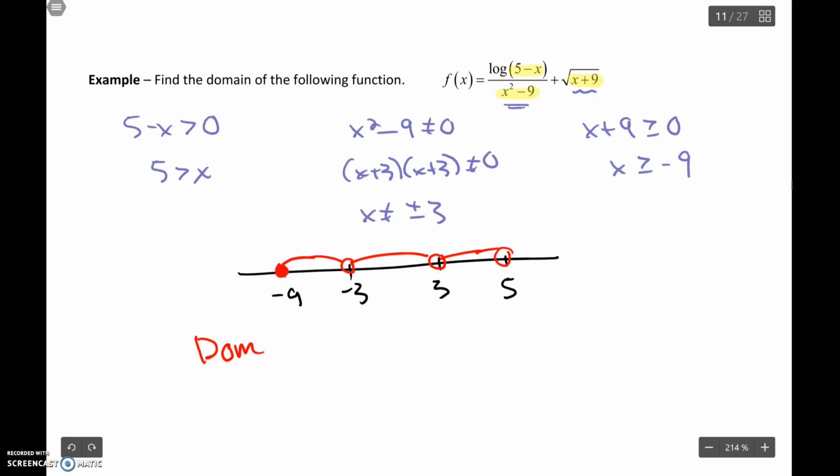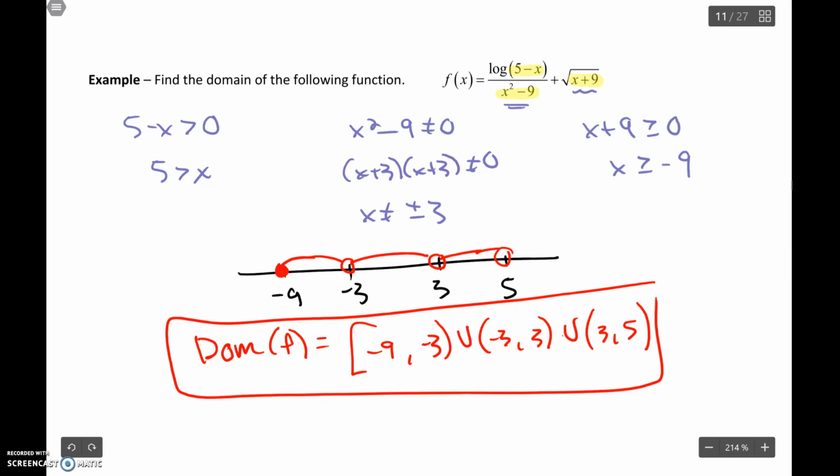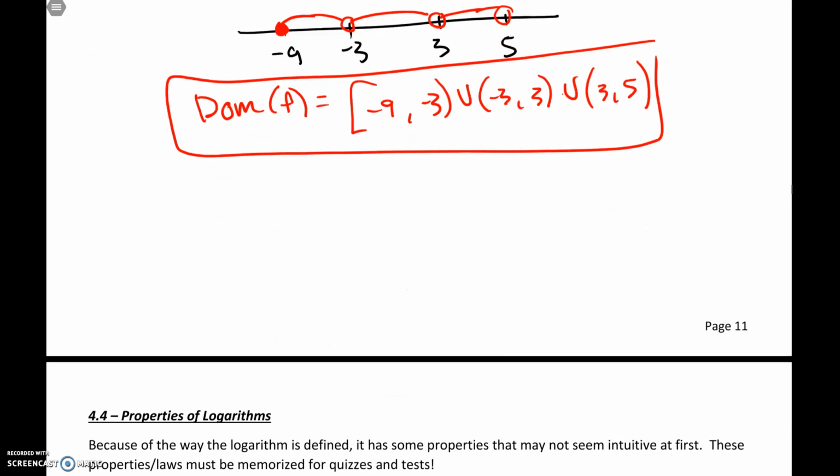So the domain of my function f is inclusive negative 9 to negative 3, exclusive negative 3 to positive 3, exclusive positive 3 to exclusive 5. There we go. Mostly review, but we're just adding logs into it. And that is the conclusion for section 4.3.